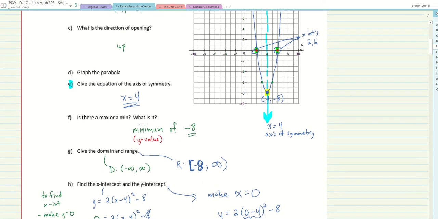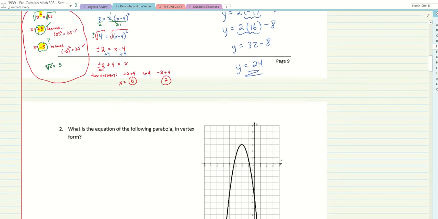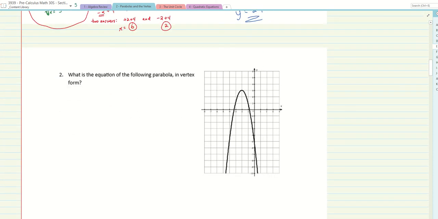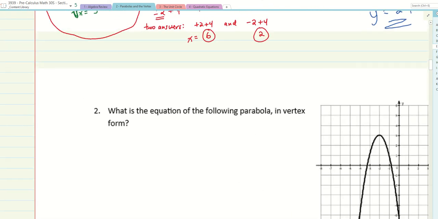All right, so there's a whole lot of stuff that went on in that question. In the next two examples, we are going to work with a parabola and see if we can come up with what the equation is in vertex form. Okay, so let's take a look at this parabola.